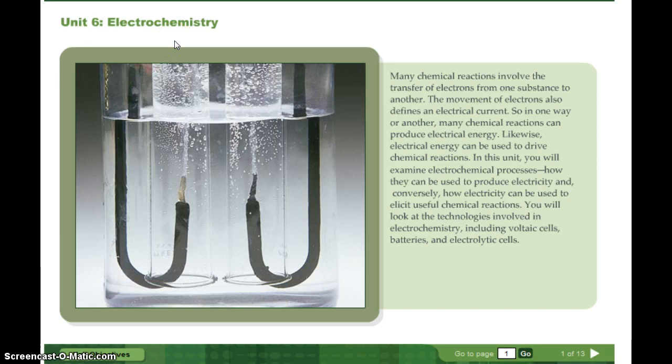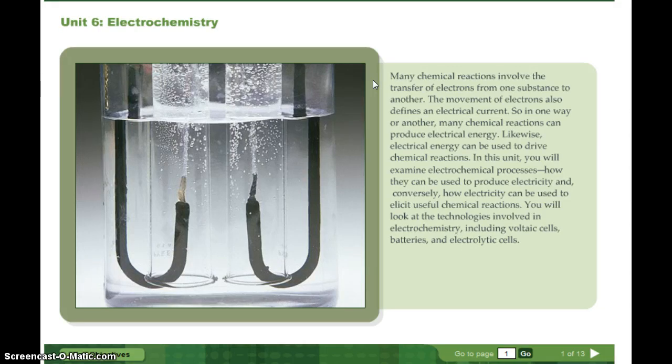Unit 6 is about electrochemistry. So hopefully you can break it down and see that it's talking about electricity as well as chemistry. Many chemical reactions involve the transfer of electrons from one substance to another. The movement of electrons also defines an electrical current. So in your house you have electricity, and that's just the movement of electrons. So in one way or another, many chemical reactions can produce electrical energy. Likewise, electrical energy can be used to drive chemical reactions.